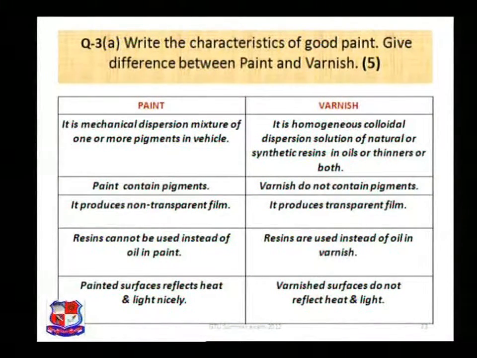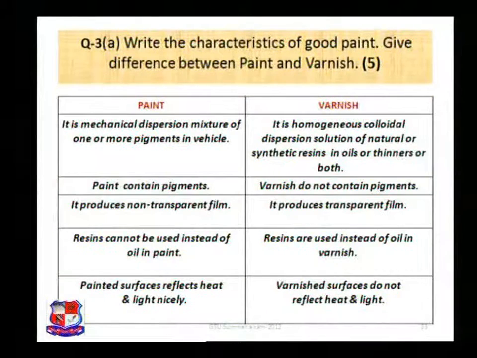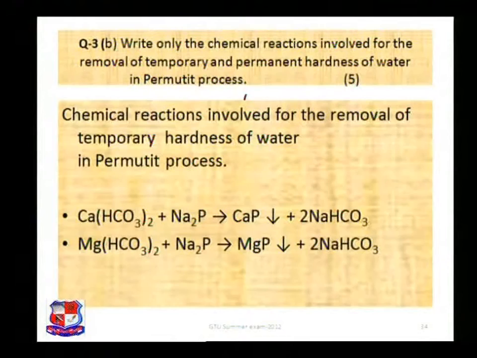Painted surface reflects heat and light nicely. Varnish surface does not reflect heat and light. So this is the entire complete 5 marks question that you are supposed to write down when it is asked in the examination. They have asked two lengthy things together, that is characteristics of good paint as well as the difference between paint and varnish.